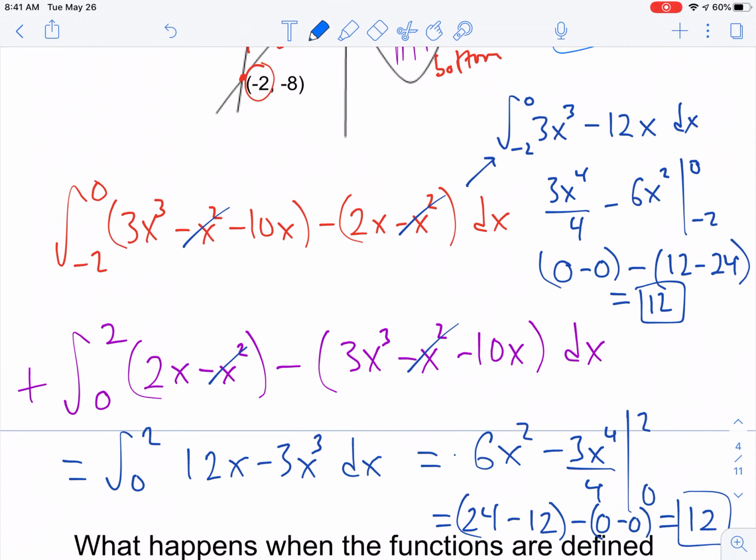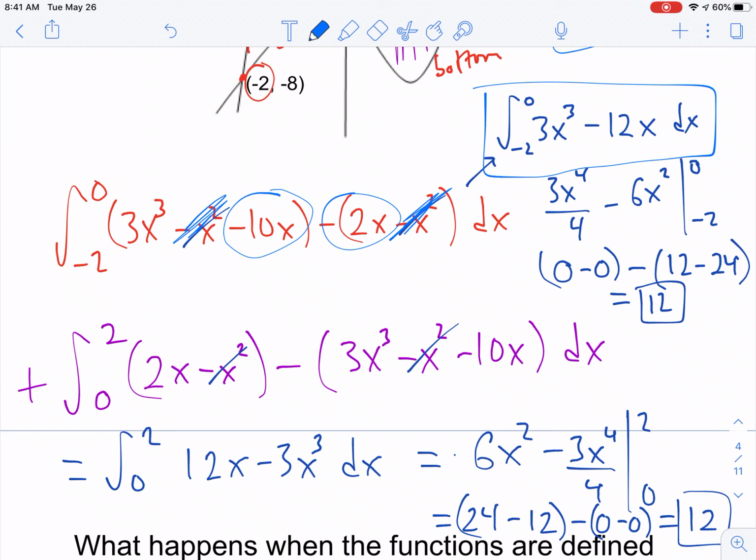Some terms canceled out and combined before we integrated, like these x squareds right here, negative x squared and negative of negative x squared, which is positive x squared, they cancel out. You could combine these two. So this whole thing turns into this integral right here, from negative 2 to 0 of 3x cubed minus 12x.